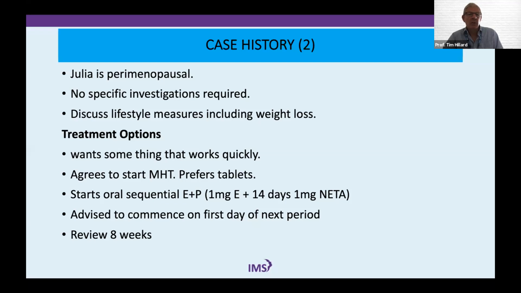So I started her on sequential estrogen and progesterone, a standard preparation of 1 milligram of estradiol, with 14 days of 1 milligram of norethisterone, and advised her to start this on the first day of her next period, which was coming up fairly soon. And I was going to see her again in around 8 weeks' time.